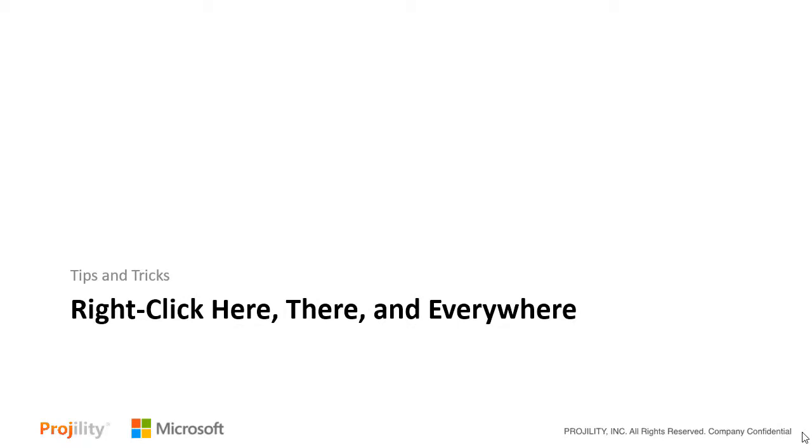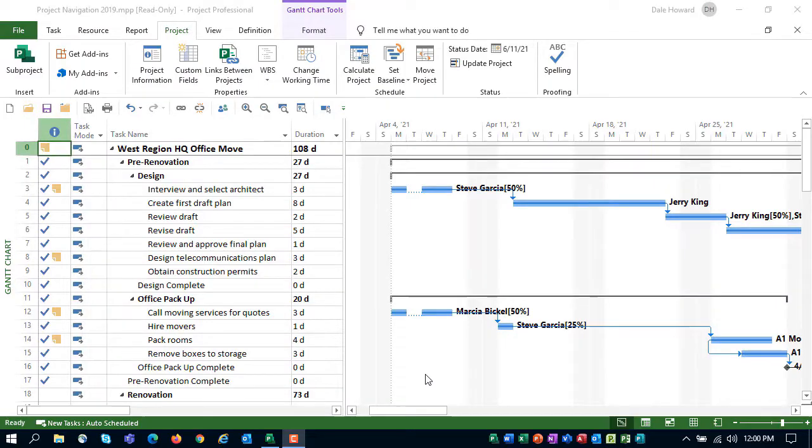In this second set of tips and tricks, we will show you how to right-click here, there, and everywhere. During my 20-plus years of using Microsoft Project, I can tell you that I've picked up a bunch of right-clicking tricks. I've found by experience that right-clicking can save time when accessing almost any command because you don't need to constantly switch between different ribbons.